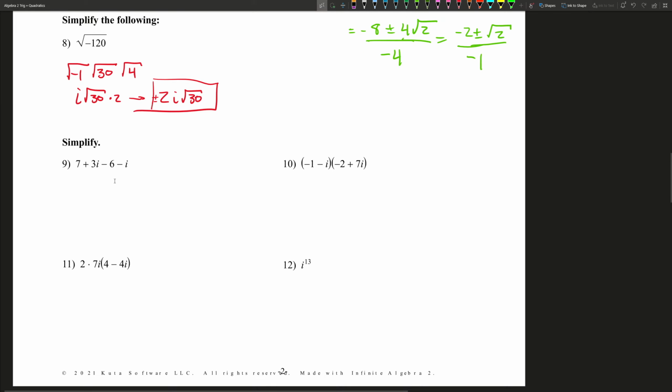Number 9, all we're doing is combining like terms, right? So 7 minus 6, that's 1. 3i minus i, that's just 2i. And that's that.